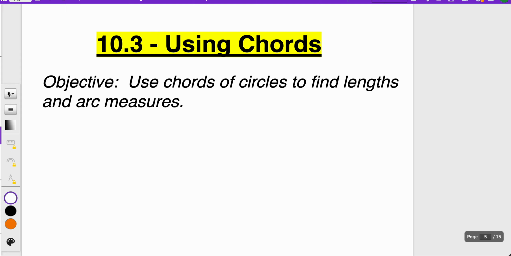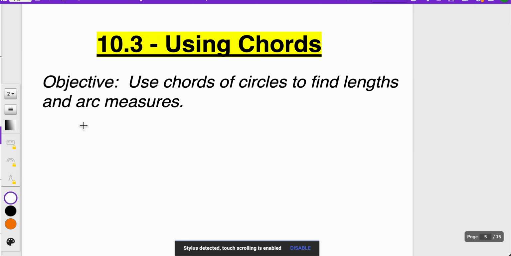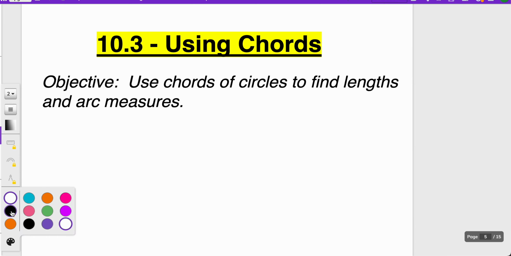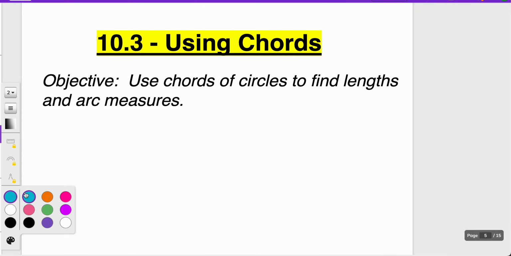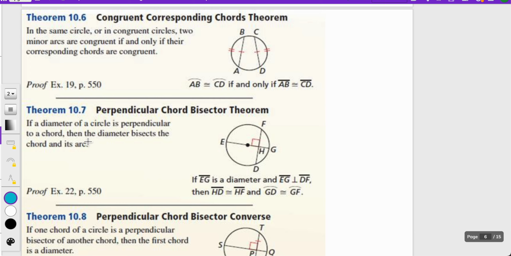Today we're going to be looking at lesson 10.3, which is how to use chords. We're going to be able to use chords of circles to find lengths and arc measurements. We do have a few theorems we're going to start off with first, so let's make sure we have our theorem sheet out, ready to draw some pictures here.